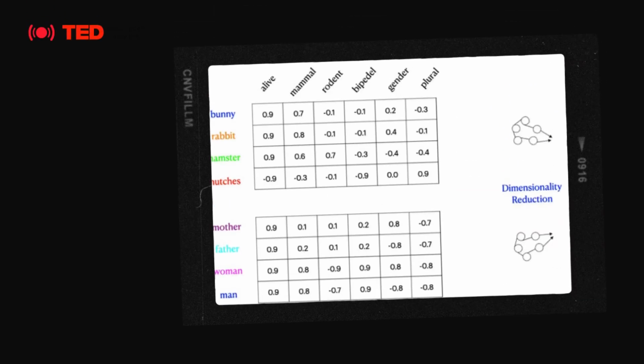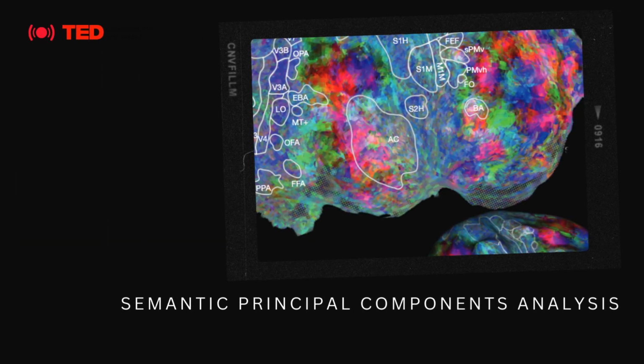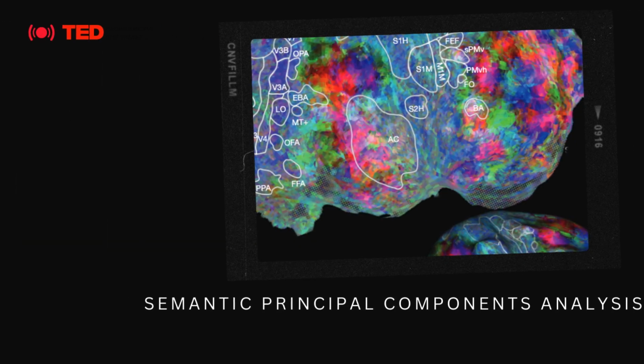The researchers are ultimately testing if the brain reacts the same to words with similar meaning by comparing those numbers to the brain activity. Researchers also used a regression model to predict brain activity based on the word's meaning, as represented by the numbers in the word embedding space. Semantic Principal Component Analysis, or SPCA for short.